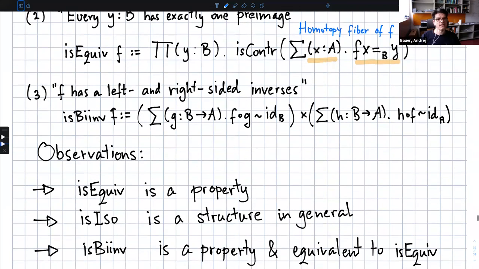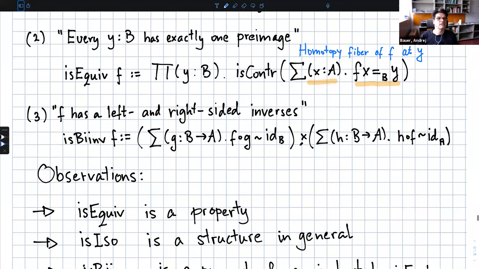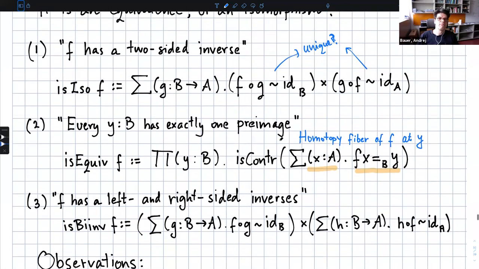And this funny one, that you have a left and right inverse, which detaches the two inverses and says, oh yeah, you can have a different one on each, is also a property and it's going to be equivalent to is equiv. So it's just another way of saying the same thing. So what should we think about this? And this is, by the way, I think a major observation by Vladimir Voevodsky, that this is the correct definition of equivalence in type theory, because it would be very easy to naively expect that it doesn't matter, but these two types are not the same. Is iso and is equiv.